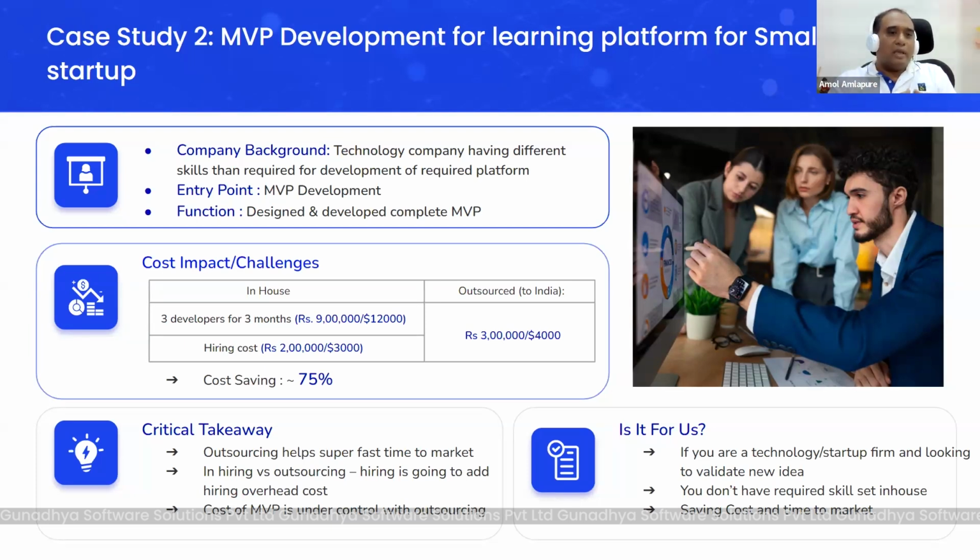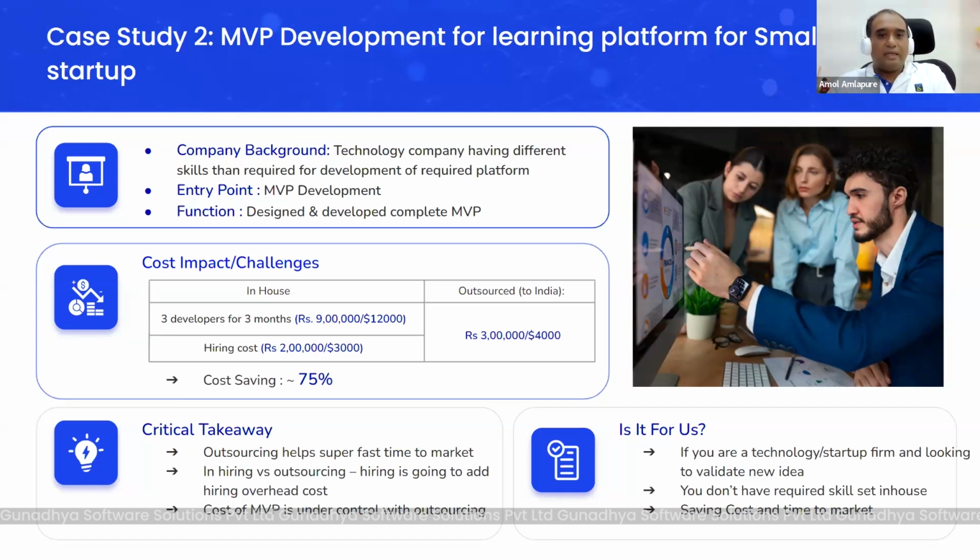Let's see how we approached this problem and how outsourcing helped with cost saving as a factor, right? So assuming again, we already assumed that the MVP was developed with 3 developers. Let's say it would have cost them around 9 lakh rupees or $12,000. Now with a hiring cost, you'll have to add a hiring cost of 2,000 or $3,000. So we actually had a team of 4 people, and we completed under $4,000.